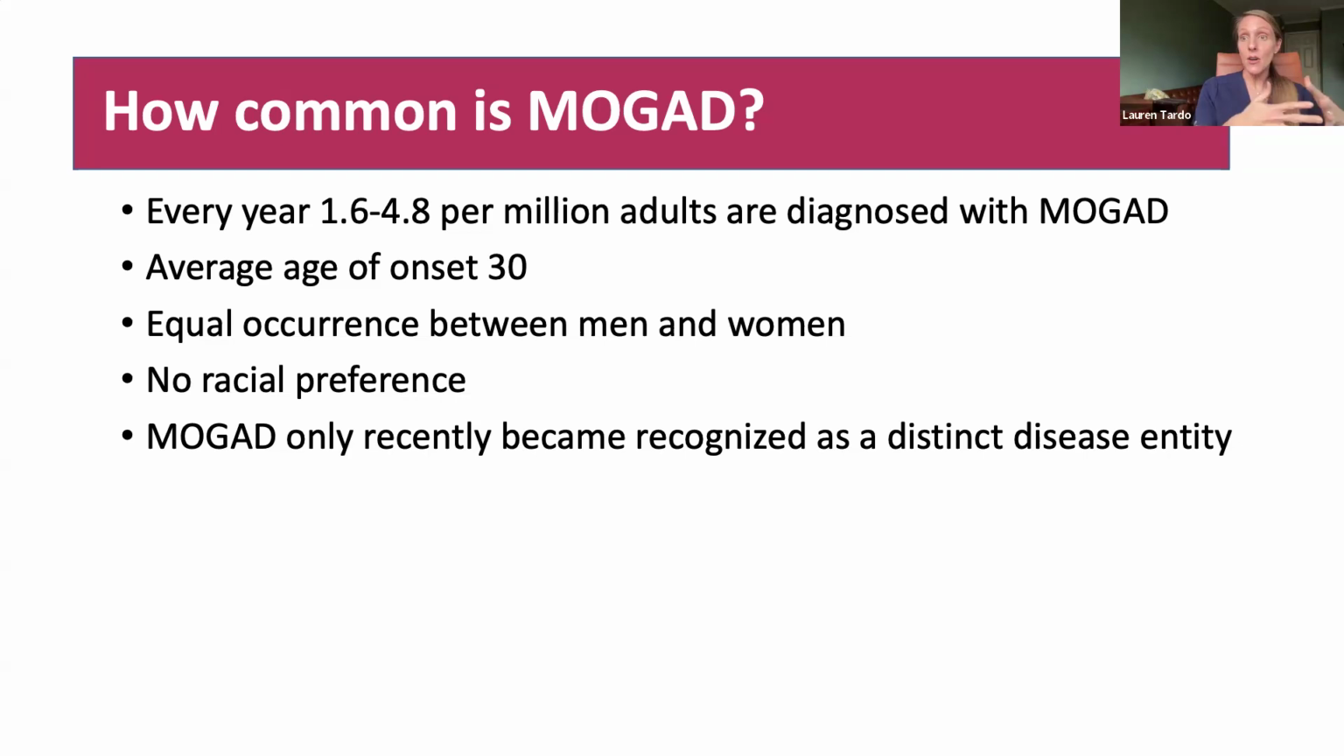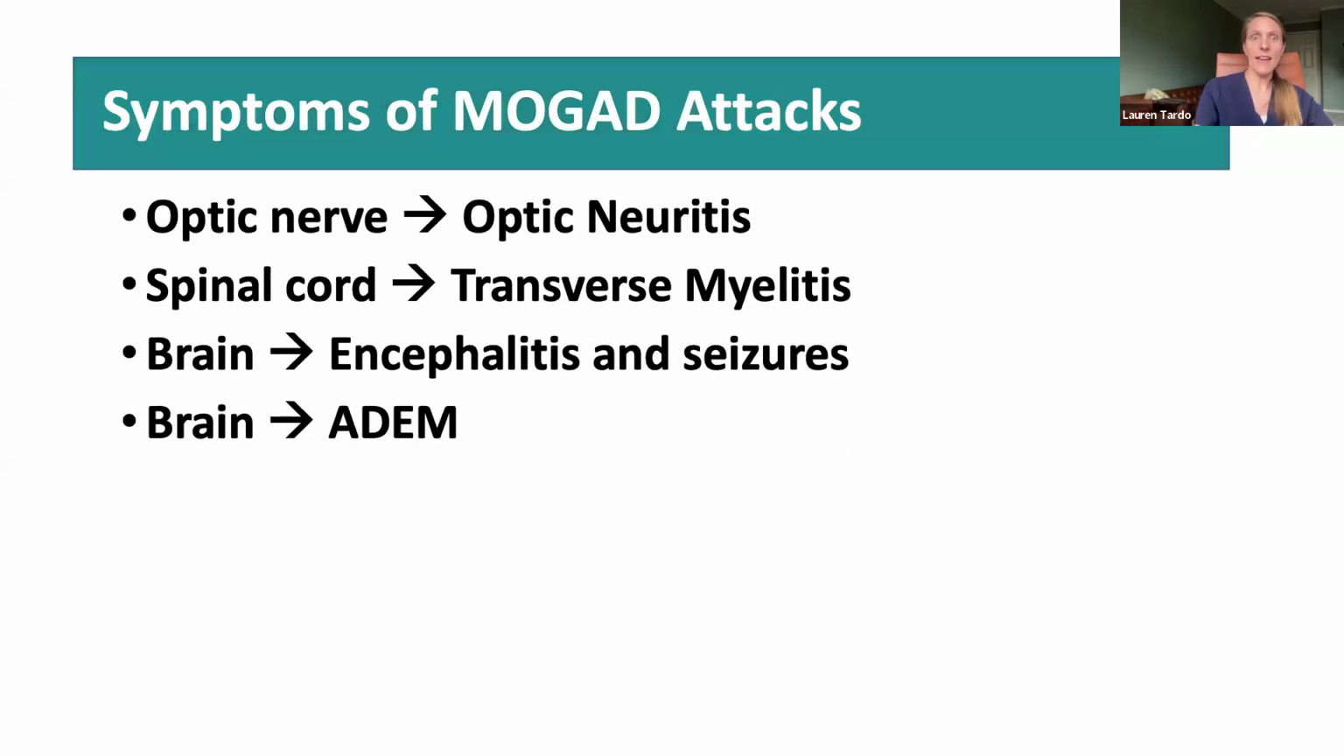And so TBD on where this slide goes in 10 years as we do more research about the disease. And so what are the symptoms of MOGAD attacks? I'm going to briefly go through these. It's very dependent on where is attacked. In the optic nerve, we get optic neuritis. If the spinal cord is attacked, we get transverse myelitis. If the brain is attacked, we can get encephalitis and seizures, or something called ADEM, which I'll explain a little bit more. So it's very dependent on that, and it can also be multi-location. You can have two of these things at once within an attack, just depending on the presentation.